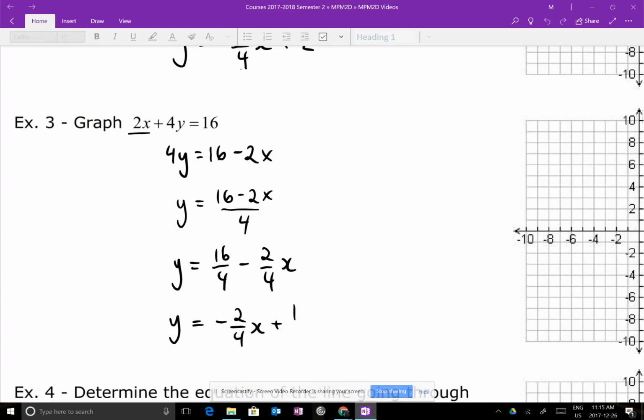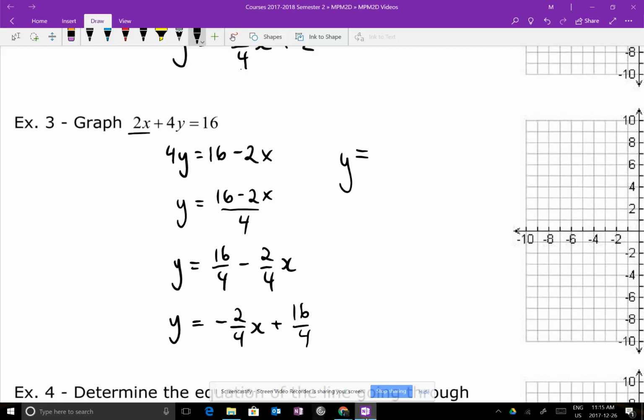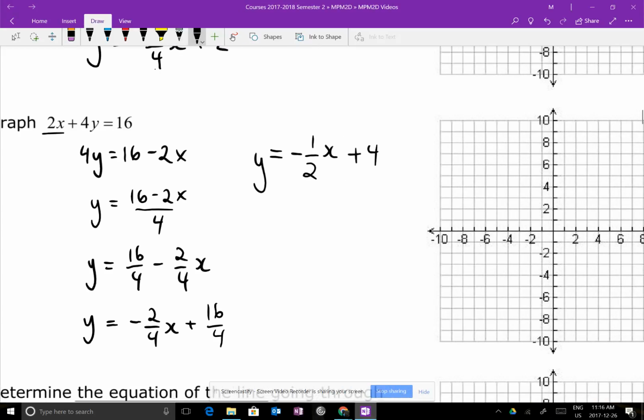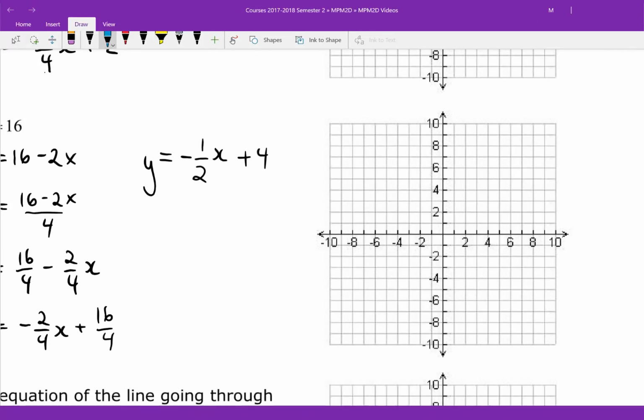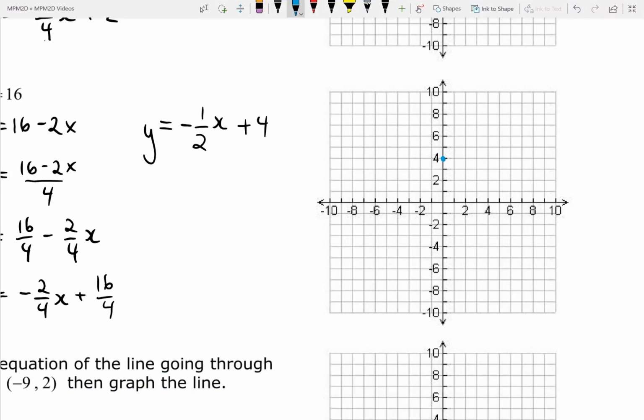Okay, if I put this in lowest terms, I will have y equals negative 1 over 2x, since 2 over 4 can be written as 1 over 2. And 16 over 4 is written as 4. 16 divided by 4 is 4. Okay, so if I plot this on my grid, here I'm going to have 4 as my y-intercept.